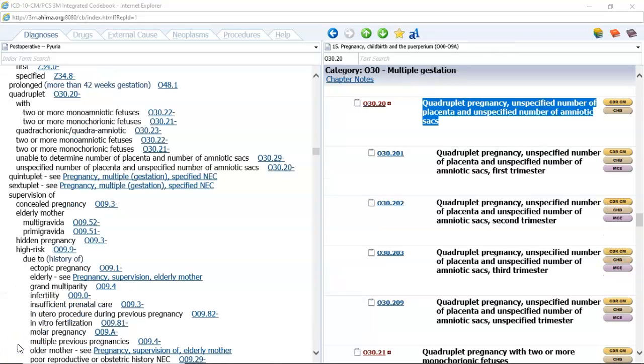So in the index, we're going to pregnancy and then quadruplet. We have an unspecified number of placenta and unspecified number of amniotic sacs. So we are at category O30.20, and we have a quadruplet pregnancy, unspecified number of placenta, unspecified number of sacs. So we're choosing that sixth character of 3.